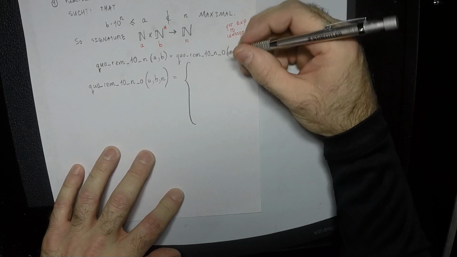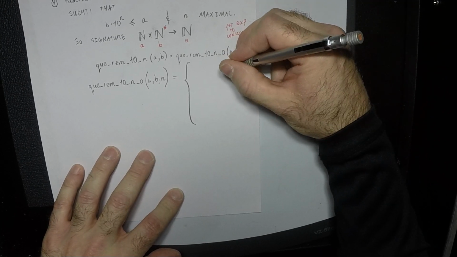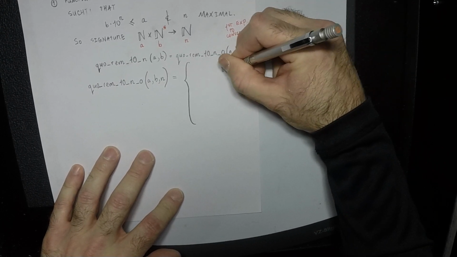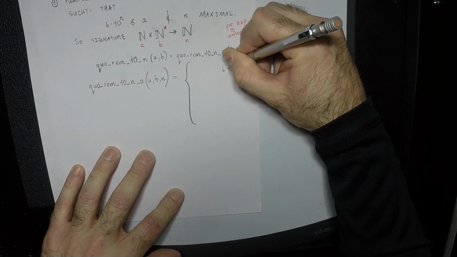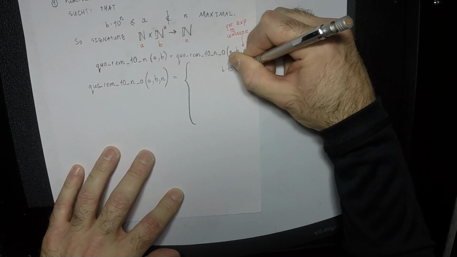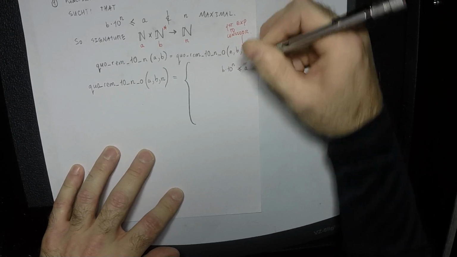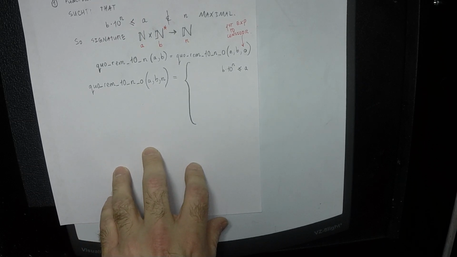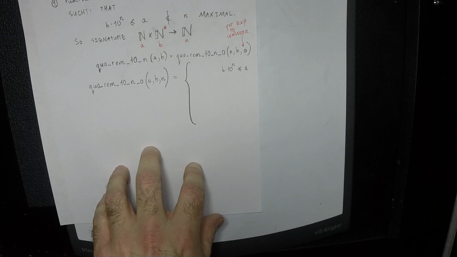Okay, good. So if b times 10 to exponent n is less than or equal to a, what does that mean? That means that we need to keep going with n plus 1.